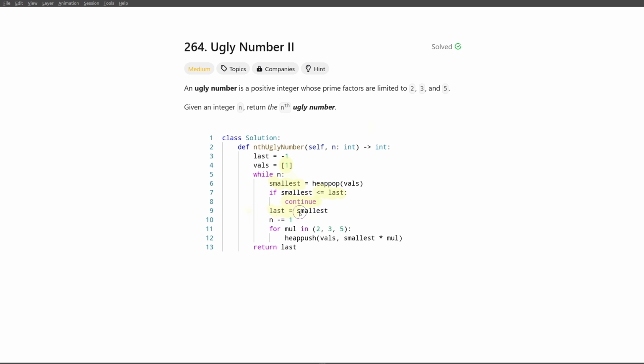And now we remember that this is the next number we have taken, so there is one less number for us to process, because at the end we have to break out of this loop. And now we multiply it by 2, 3 or 5, and all of those multiples are pushed into the heap. So we use heap push and heap pop, and we start with a single value 1. And at the end we can just return the last seen value.